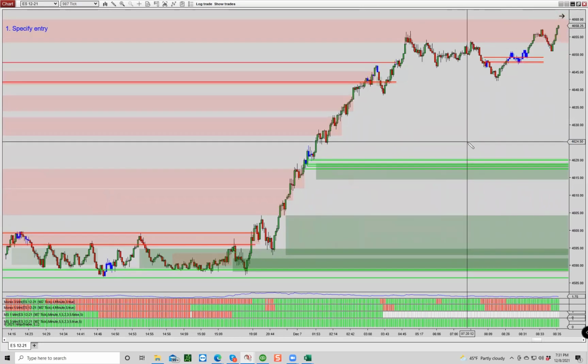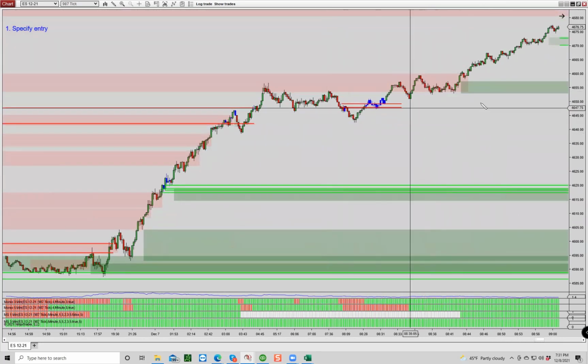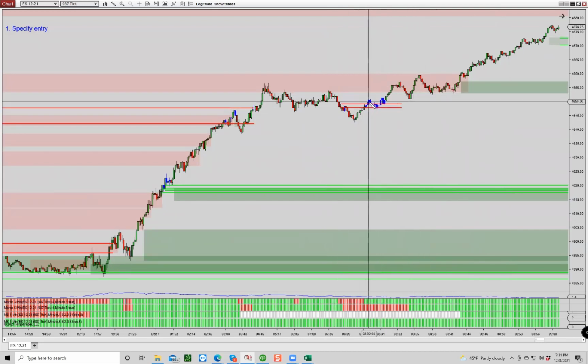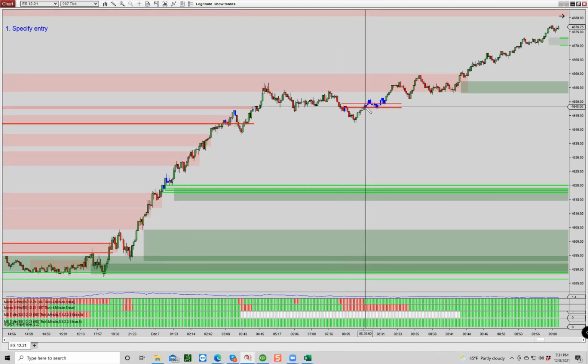We're clearing out all this room. And this thing is ripping. All right, where's the next trading day start? Oh, here we go. Here's our next trading day. 8:30. All right, so market opens. I'm going to wait for a fresh zone. This zone was already here.